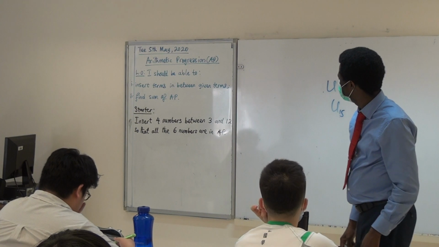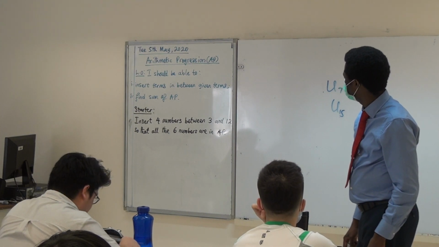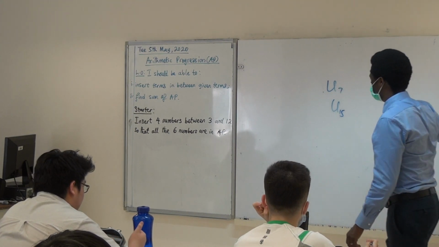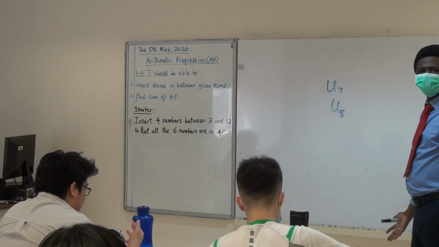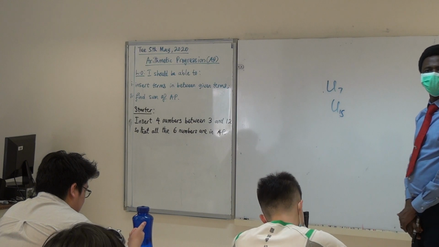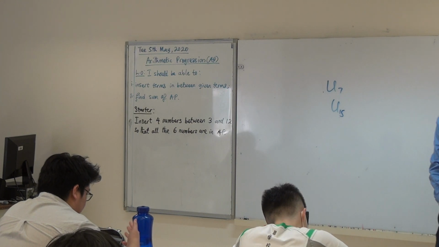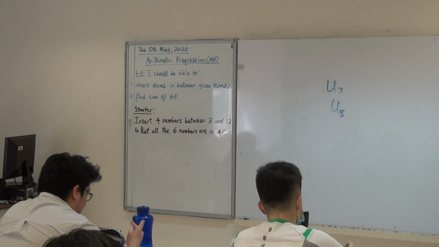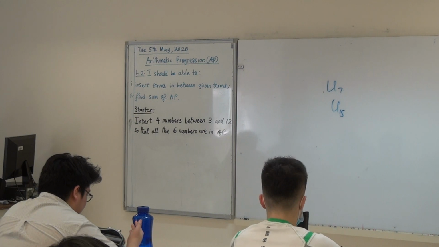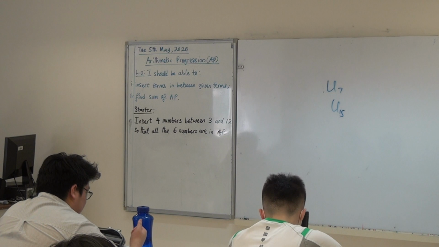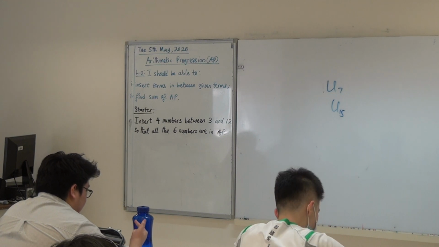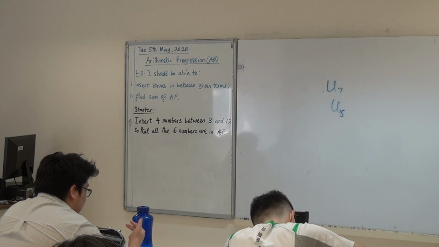What do you mean by insert 4 numbers between 3 and 12? Okay, you have 3, you have 12. Put 4 numbers in between them, so that all the 6 are in AP. That's the question. What exactly is she asking? Have I answered your question? Alright, she's explaining, I think.